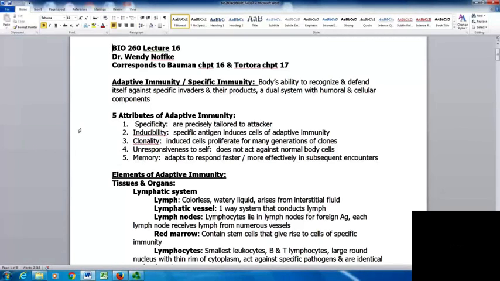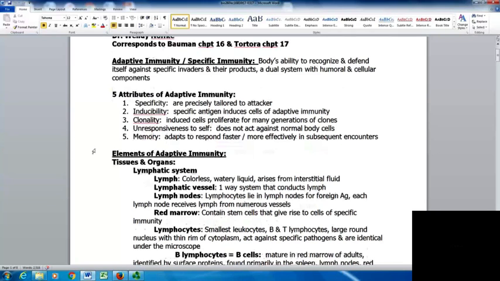This is a dual system. It's going to involve both humoral and cellular components. So there's 5 attributes that are associated with adaptive immunology. First is specificity. Reactions are going to be precisely tailored to an attacker. Inducibility, which means specific antigens are going to induce cells of adaptive immunity.